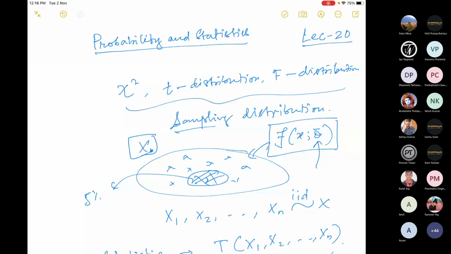Now, let me recap because this is important. We started with the population. Then, in order to understand the population, we assume that the density function, which need not be known, but if somehow we can guess that this is normal, or Poisson, from the mechanism, the procedure, the technology by which this data set is obtained. For example, I can give you a practical example.